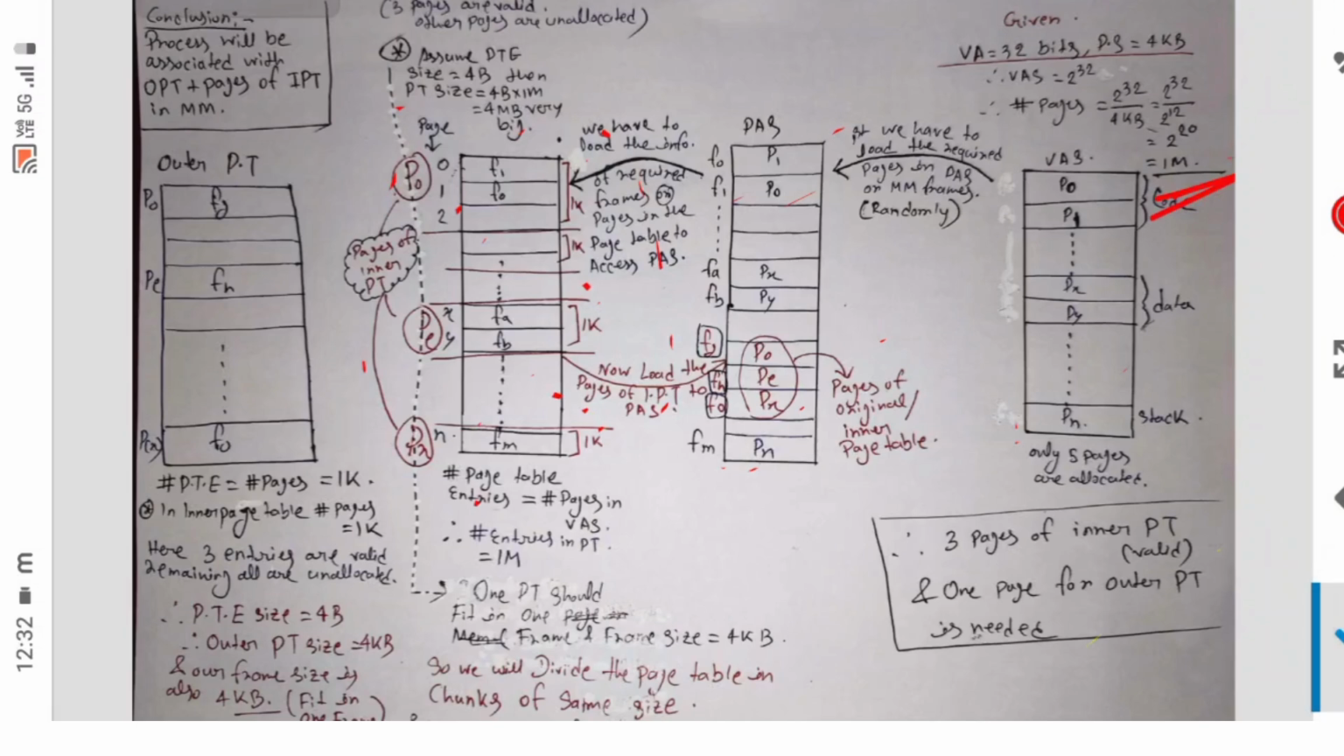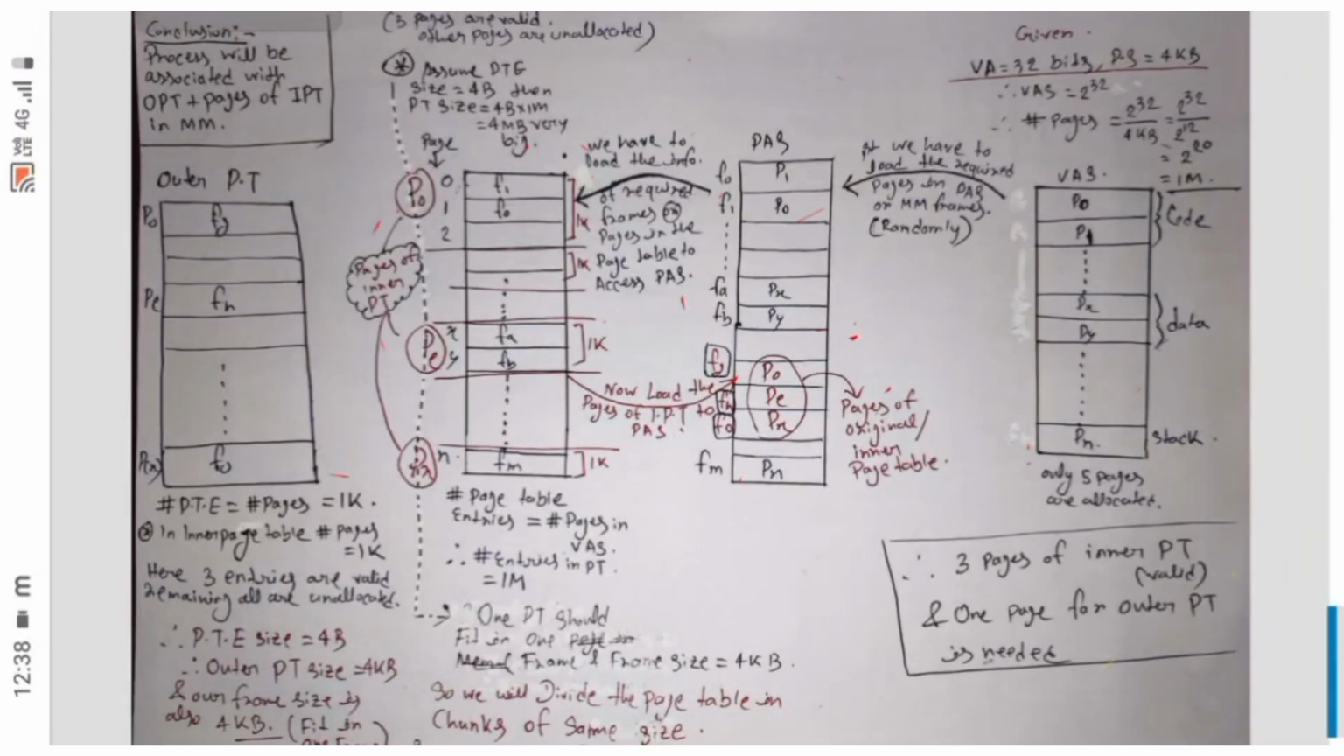So we have to load the pages of the page table into the physical address space. Like the pages of the page table are P0, PE and PX, so we have to load those into the physical address space. Suppose in the physical address space, page 0 is located at frame G, page E is located at frame H, and page X is located at frame O. To access these pages, we need another page table.